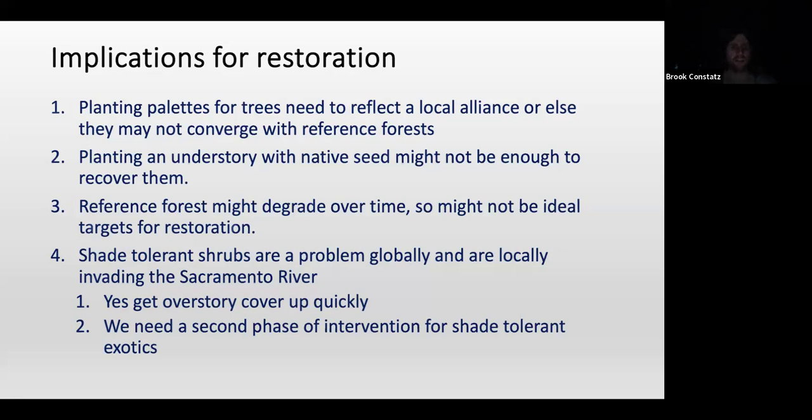And then lastly, shade-tolerant shrubs are a problem globally, and it'd be great if there was experimental research looking at this or observational studies about different ways to control it. It may be that more ecological flows or more fire could help on the landscape, but definitely getting overstory cover up quickly, especially in a forest restoration site, maybe not in a savanna or in a grassland, but definitely in a forest, is good. It keeps out a lot of exotic grasses and continues to do that. But there might need to be a second phase of intervention to deal with shade-tolerant exotics.